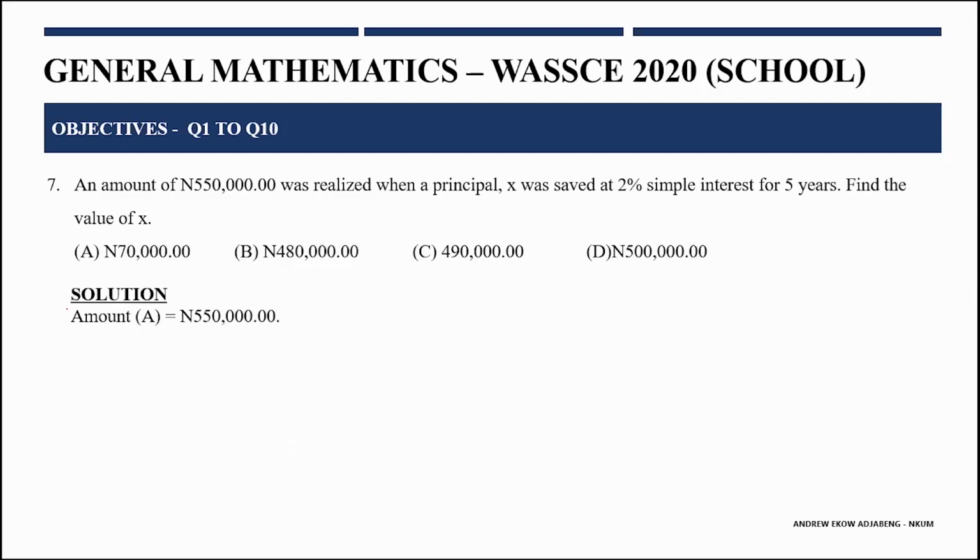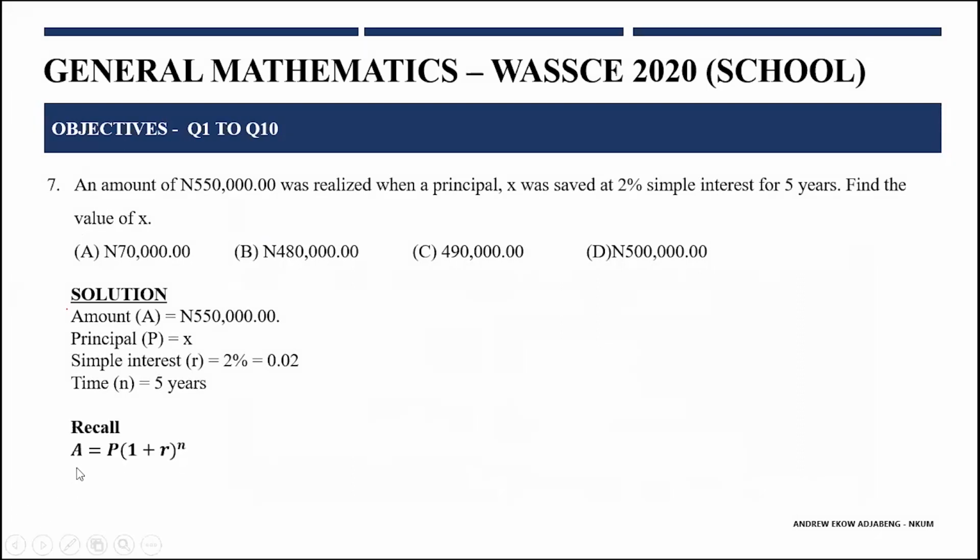So first, we need to break down our data. We have the amount, the principal is X. Then we have our interest rate, which is represented with R. It can be converted into decimal, which is 0.02. And then we have our time, N, which is 5 years. We can recall the formula as A equals P times 1 plus R in bracket N.